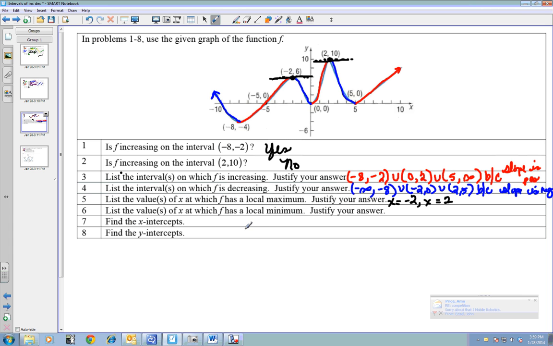Okay, now let's find our local min. Okay, I have a local min here, here, and here. So when x equals -8, 0, and 5. And then we're going to list our x-intercepts. It crosses here, here, here, and at 5. So -10, -5, 0, 5. The y-intercept, it crosses the y-axis at 0.